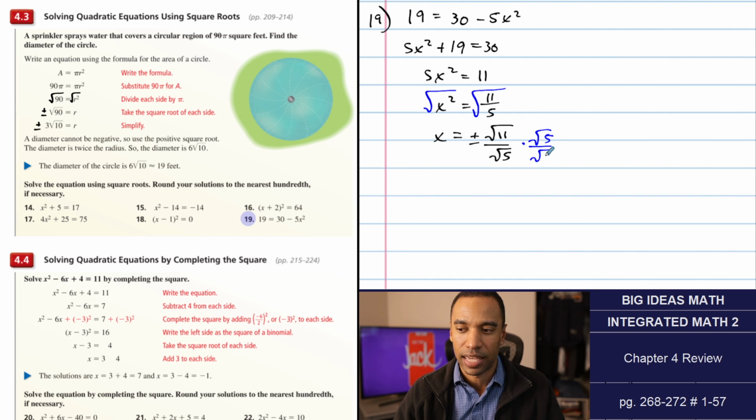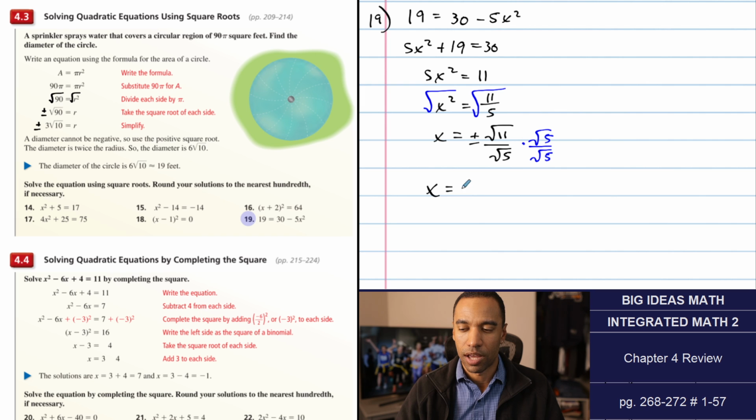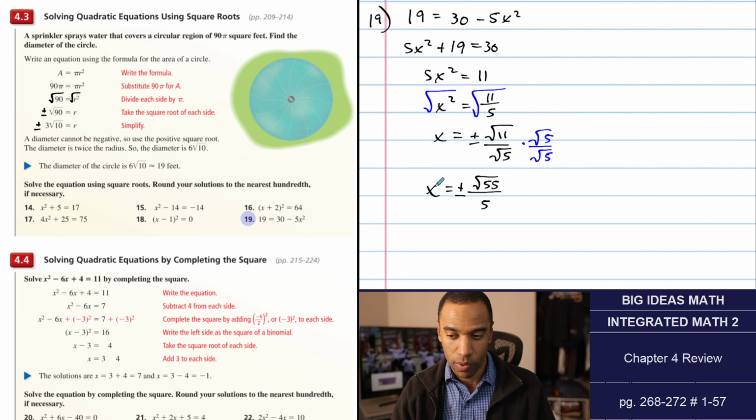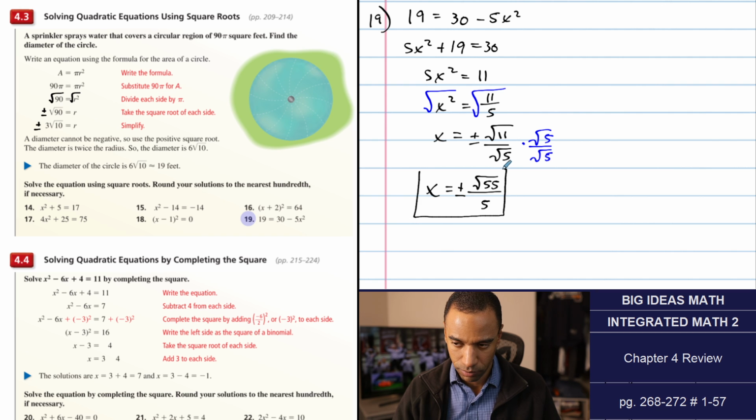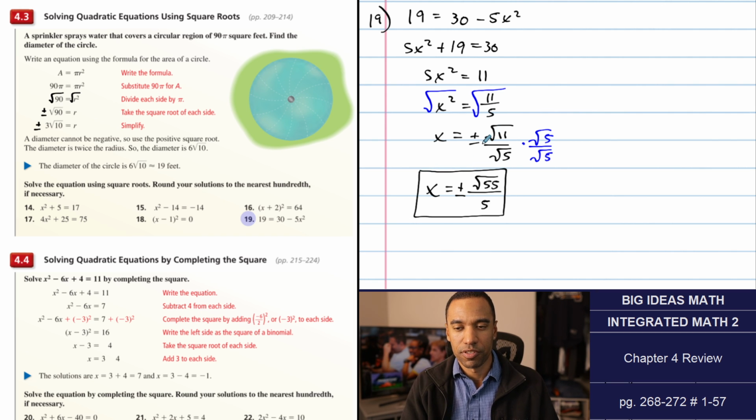See, this is where we kind of get that 25 out. Root 5 times root 5 is root 25, so on the bottom you will get that 5. The square root of 11 times the square root of 5 is the square root of 55. 55 has no perfect square factors in it. You are done. Plus or minus root 55 over 5. Finito.